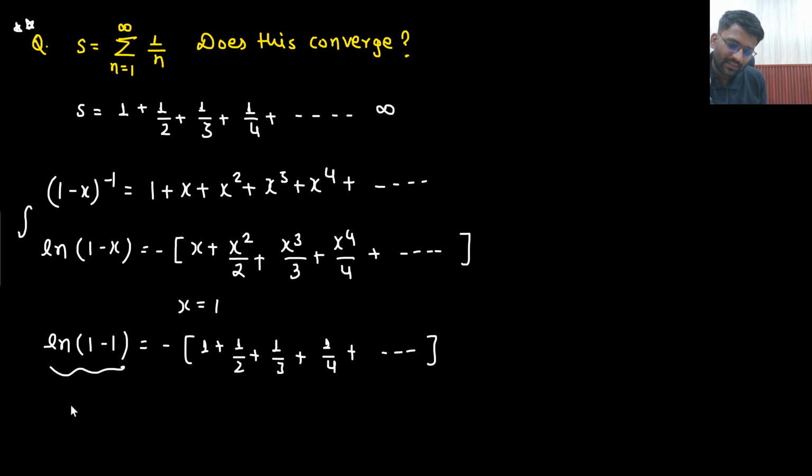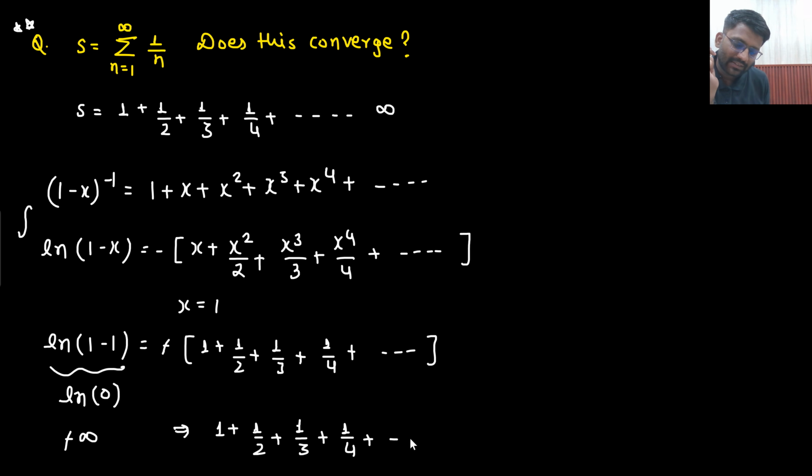What is this? This is ln 0. What is ln 0? ln 0 is minus infinity. So minus infinity is equal to this. Minus and minus sign will get cancelled out. From here what you are getting? 1 plus 1 by 2 plus 1 by 3 plus 1 by 4 plus and so on is tending to infinity only, because the answer is coming out to be infinity, no? So yes, it is tending to infinity.